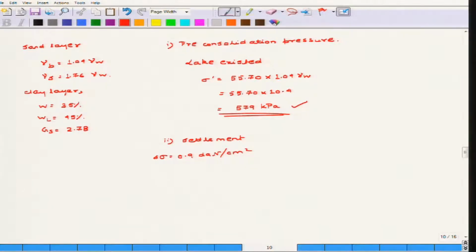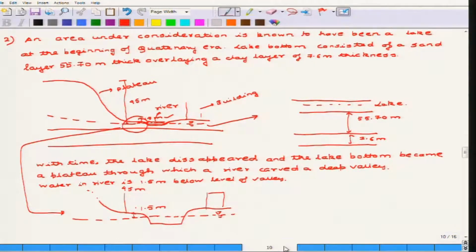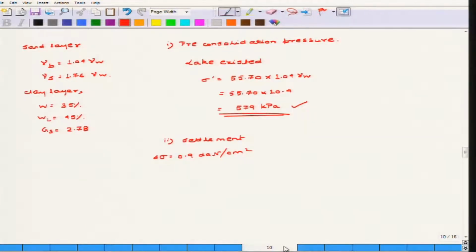First let us analyze the situation. For sand there will be only elastic settlement, there will be no consolidation settlement. Consolidation settlement is only possible for clay. So the only possible settlement is due to this clay layer of 7.6 meter. In that case, we have to first find out the vertical effective stress at the mid height of the clay, that is the basic thing.